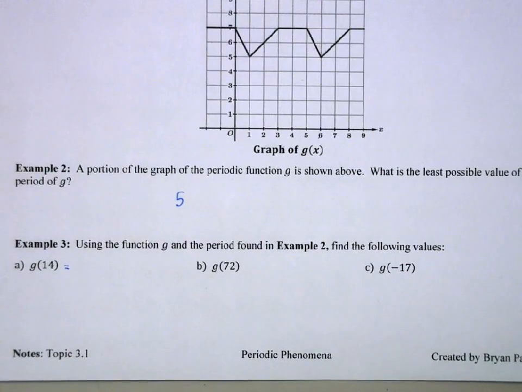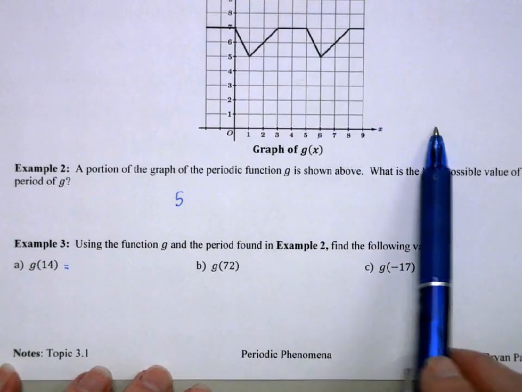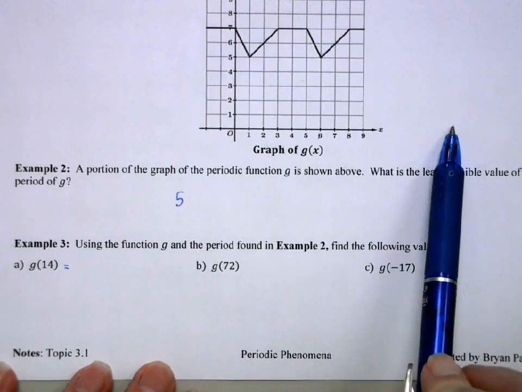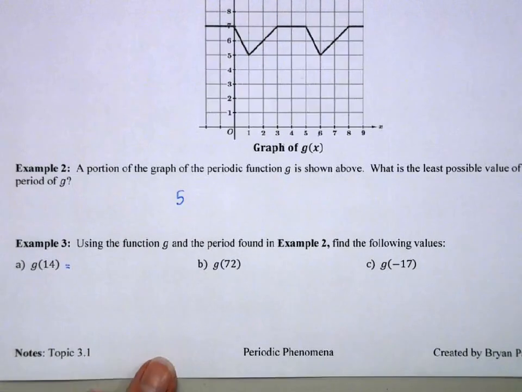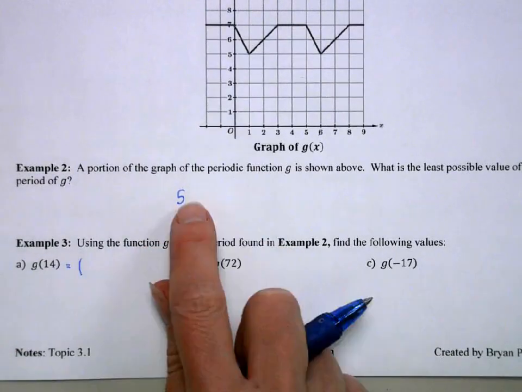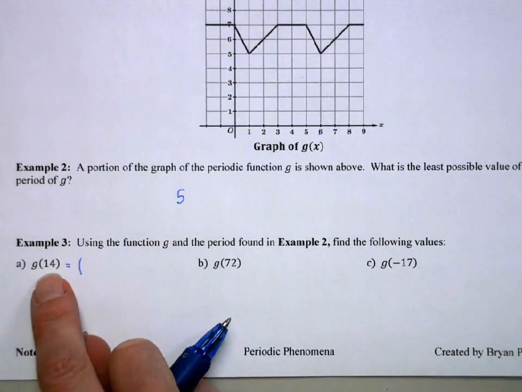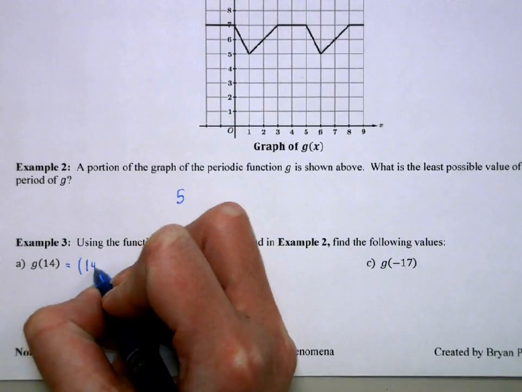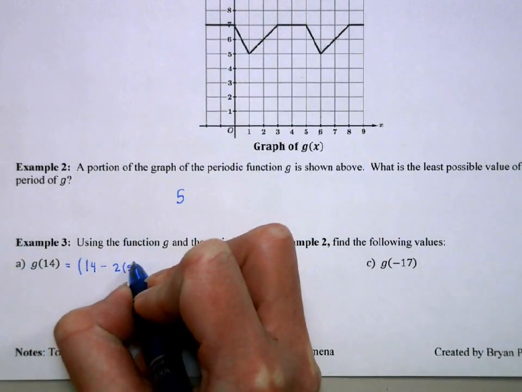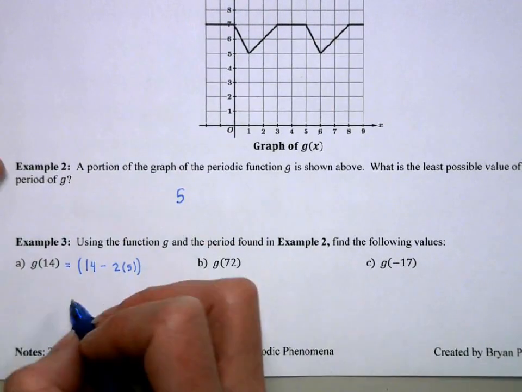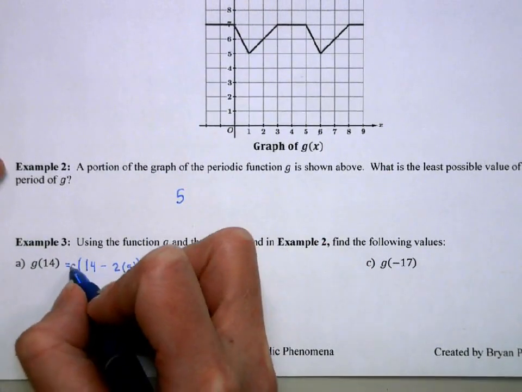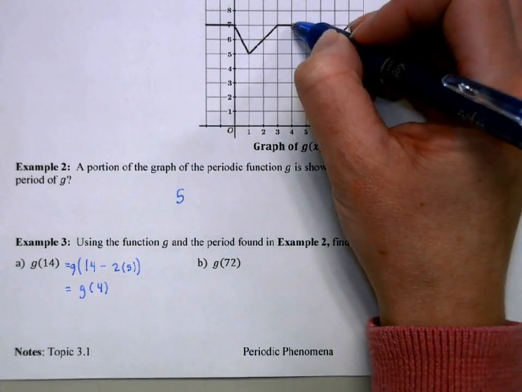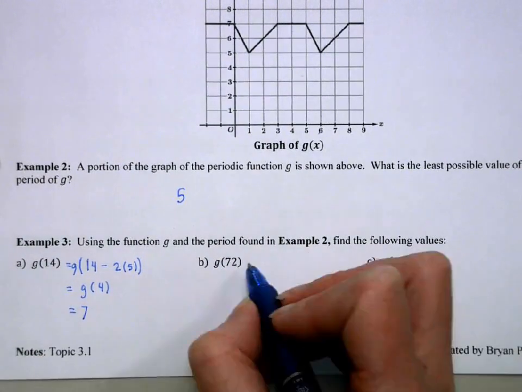I can find the value of g of 14 by looking at, if I kept going, what equivalent value between 1 and 5 would be equivalent to 14. There's different ways to think about this for sure. How I think about it is how many periods can I subtract from here to get a value that's on my graph. So in this case, I'm going to take that 14 and subtract 2 periods of 5, because that would be subtracting 10. So this would equal g of 4. And then I can go to my graph and find g of 4 is 7.